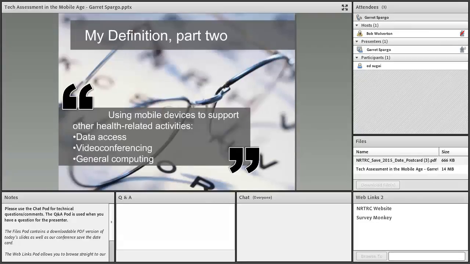They're simply the natural evolution of smaller and smaller computers. I mean, you could be doing this same data access, video conferencing, and computing on a smartphone, a tablet, a laptop, a desktop, what have you. What I really want to focus on are the ways that we're changing how healthcare can be delivered just through the device itself and through the new ways it can be used.